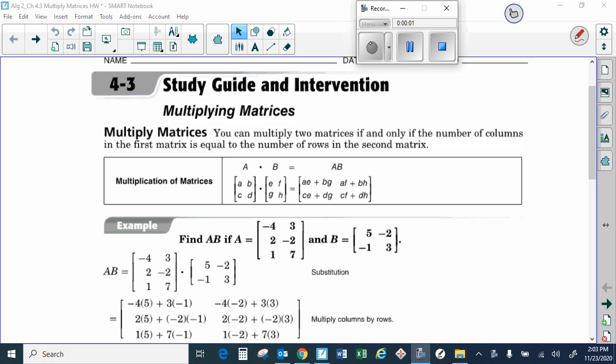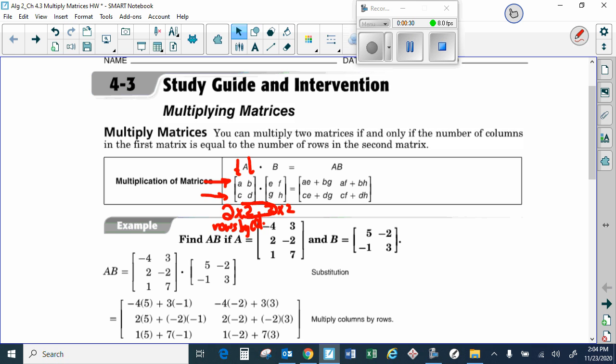Okay, students, we're going to multiply matrices now. When I multiply matrices, I need to check first to see if I can multiply them, which means I have to identify the dimensions of each matrix. This is a 2 by 2, 2 rows by 2 columns. You do rows first. It's always rows by columns. And this is a 2 by 2 also.